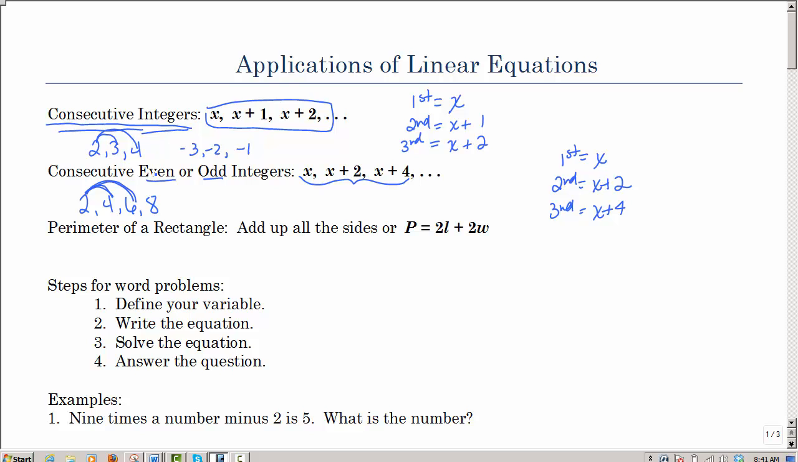What are you adding to get to the next one? Most students see that. They go, even numbers, I got 2, 4, 6. But what about odd? 1, 3, 5, 7. The same thing happens. I add 2 to get to the next one. I add 4 to get to the next one. I add 6. So the setup is exactly the same for even and odd.